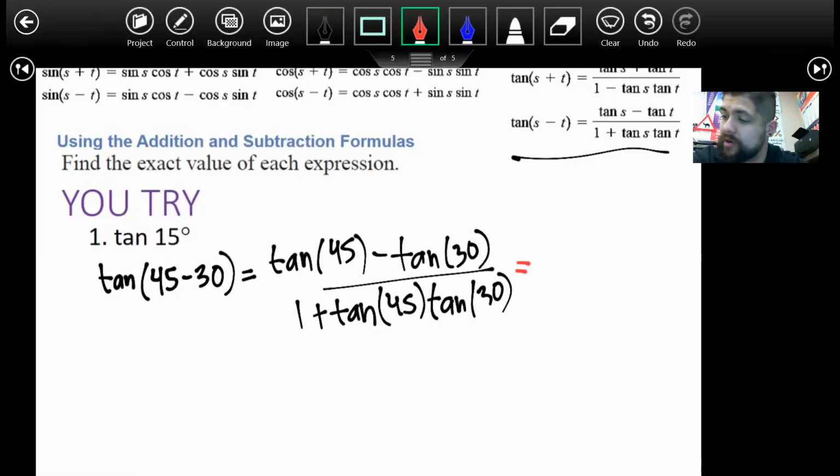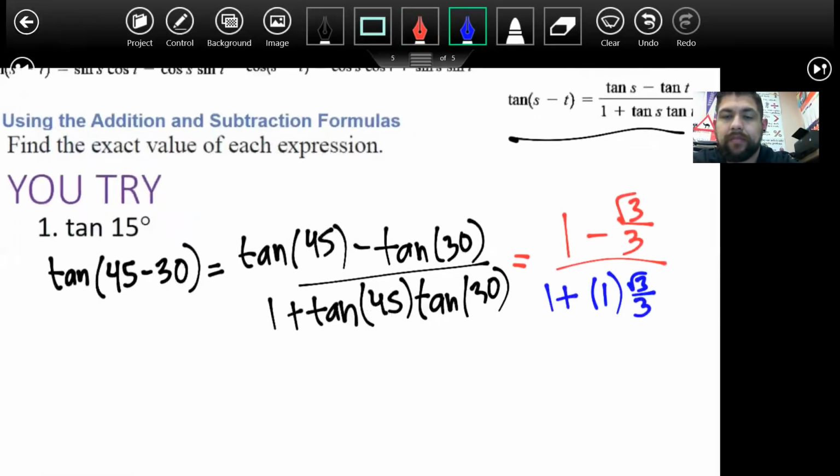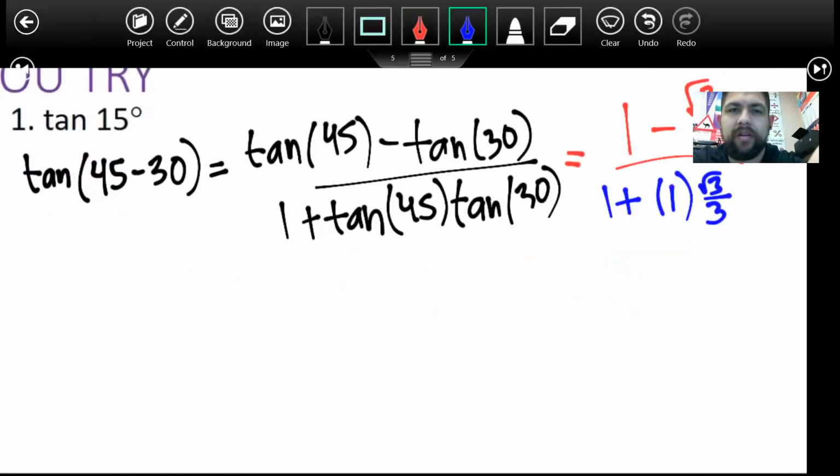values are on our unit circle. So tangent of 45 is 1, minus tangent of 30, which is rad 3 over 3. The bottom one is going to be 1 plus tangent of 45, which is 1, multiplied by tangent of 30, which is rad 3 over 3. So this will be working out a little bit nicer. For the top one, let's find the common denominator. This will be 3 over 3 minus rad 3 over 3.